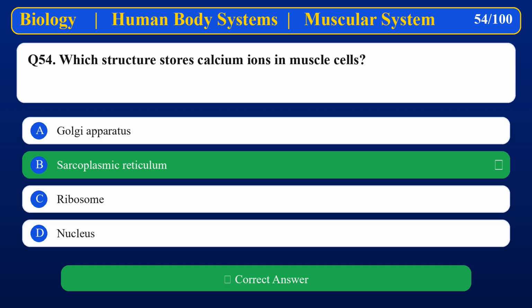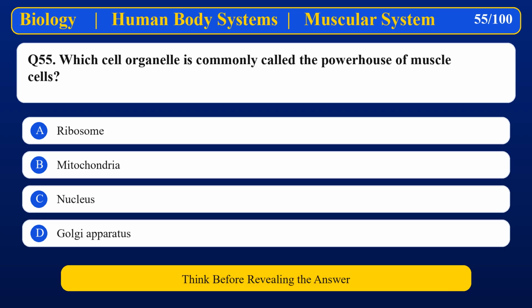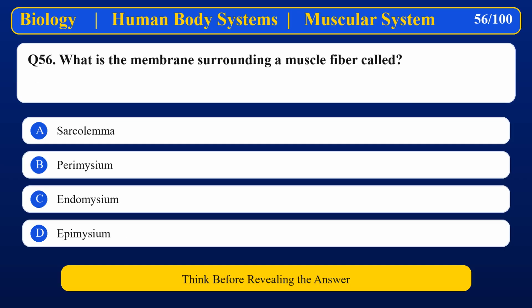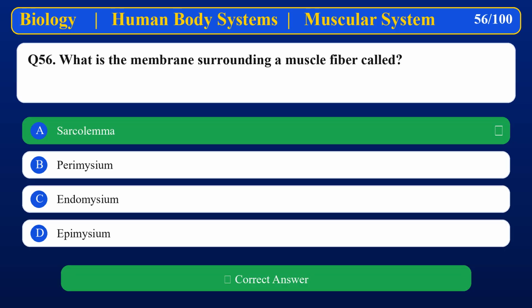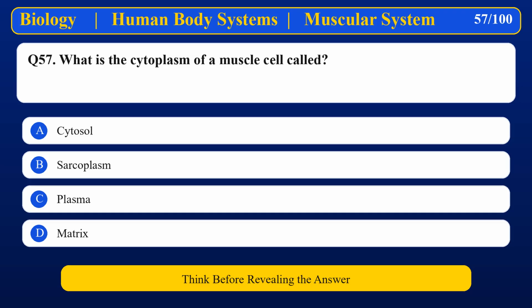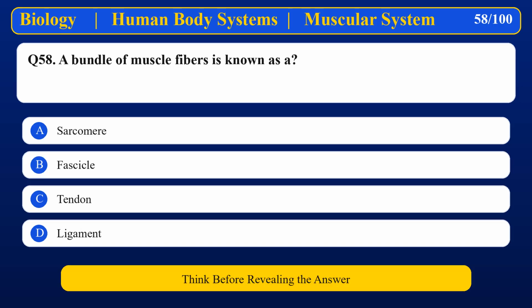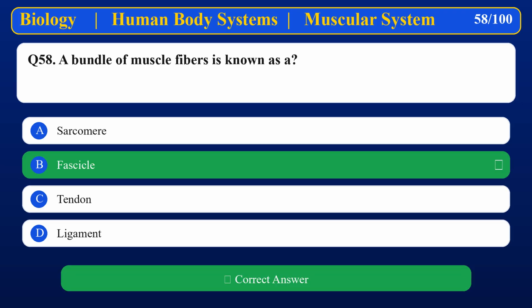Sarcoplasmic reticulum. Which cell organelle is commonly called the powerhouse of muscle cells? Mitochondria. What is the membrane surrounding a muscle fiber called? Sarcolemma. What is the cytoplasm of a muscle cell called? Sarcoplasm. A bundle of muscle fibers is known as a fascicle.